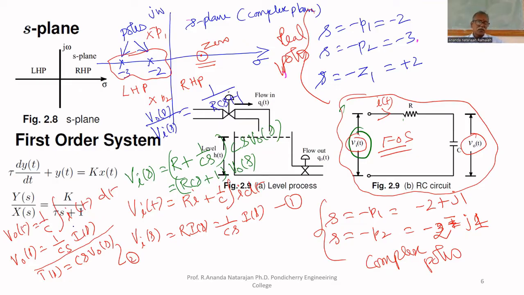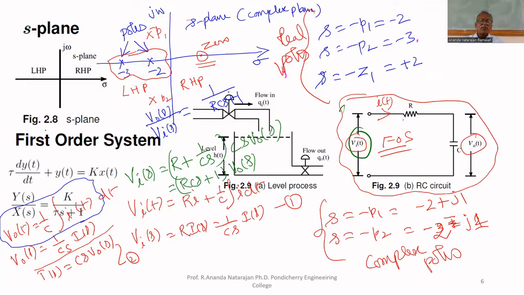What is the order of this differential equation? It is not a differential equation. It is an integral equation. If we differentiate this once, what will you get? dVi of t by dt, or di by dt, plus 1 by C times I of t. That's all. So it is a first order differential equation.